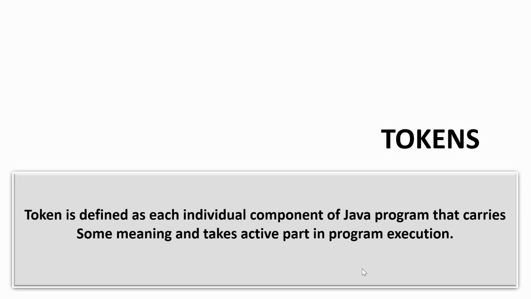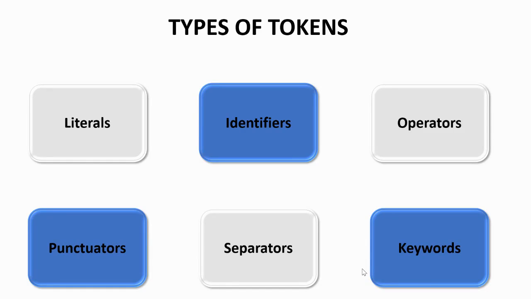In other words, we may say that a Java statement comprises a number of tokens. They are the smallest elements of the program identified by the compiler. There are six different types of tokens: literals, identifiers, operators, punctuators, separators, and keywords.